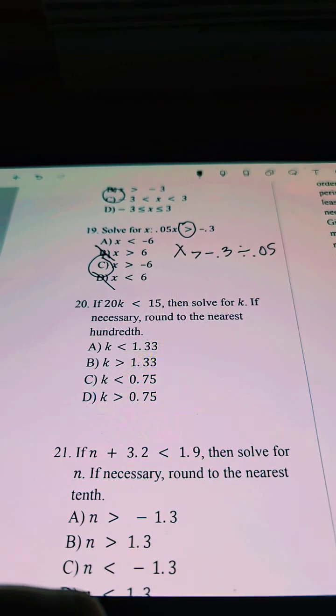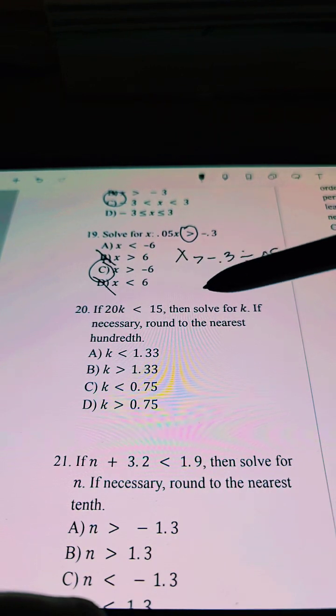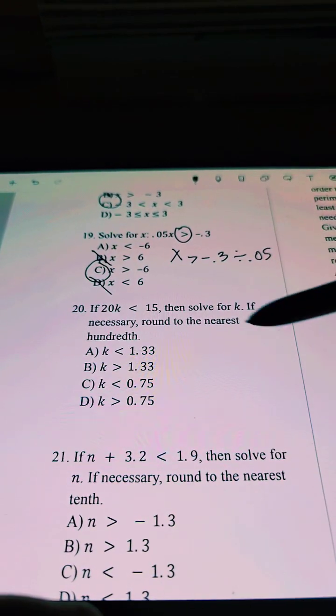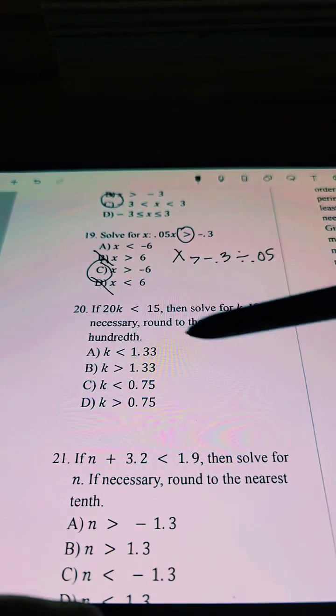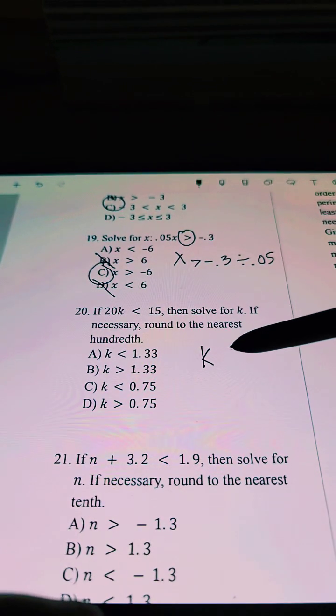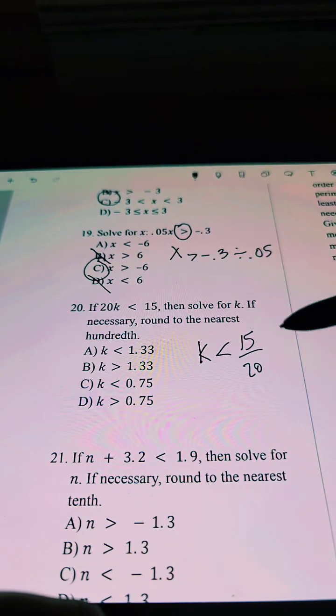So let's go to, I'm on 20, yes. Okay, if 20k is less than 15, then solve for k. If necessary, round to the nearest hundredth. Okay, so you just have to get k by itself. So I have to just divide by 20 on each side. So it would just be 15 over 20. K is less than 15 over 20.